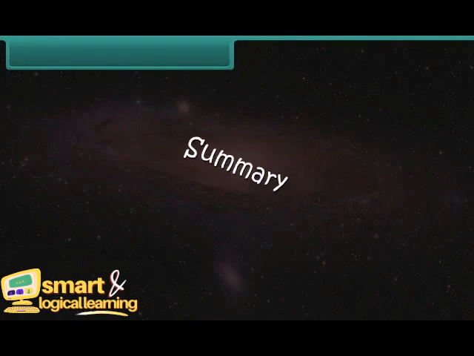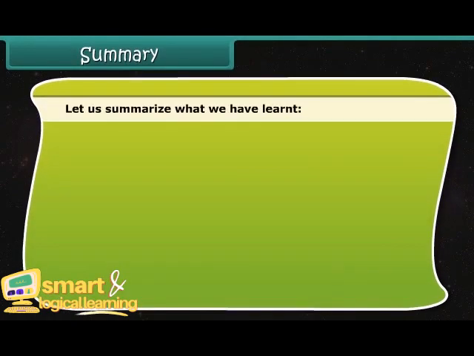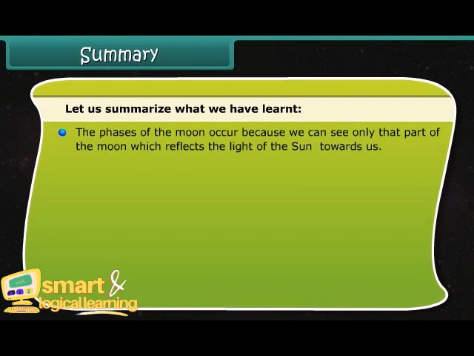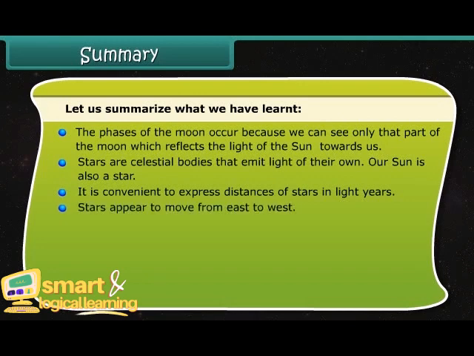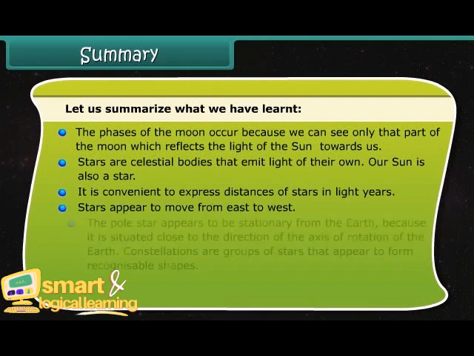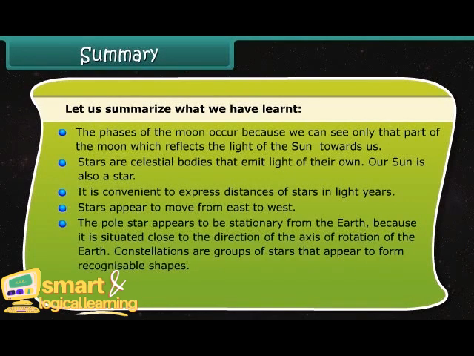Summary. Let us summarize what we have learned. The phases of the moon occur because we can see only that part of the moon which reflects the light of the sun towards us. Stars are celestial bodies that emit light of their own. Our sun is also a star. It is convenient to express distances of stars in light years. Stars appear to move from east to west. The pole star appears to be stationary from the Earth because it is situated close to the direction of the axis of rotation of the Earth.